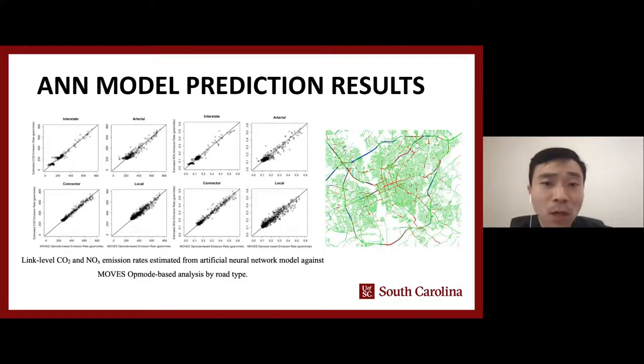Here is a sample of the model prediction results. We compare our prediction against the actual MOVES emission results through a scatter plot. We can see that most of them have a close linear relationship, which means that our ANN model can replicate and get very close results compared to the MOVES operating mode microscopic emission results. We can also visualize those emission rates on the whole network because we have the results for all the links. I think these are the preliminary results we have.